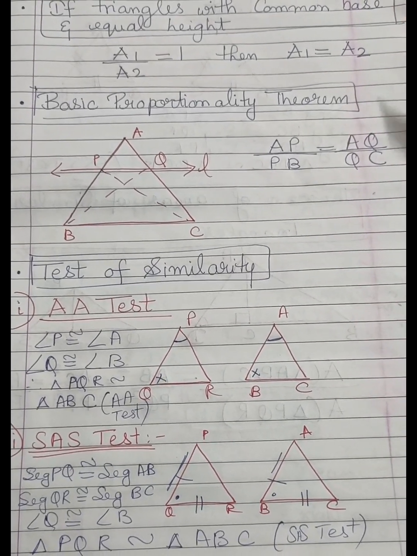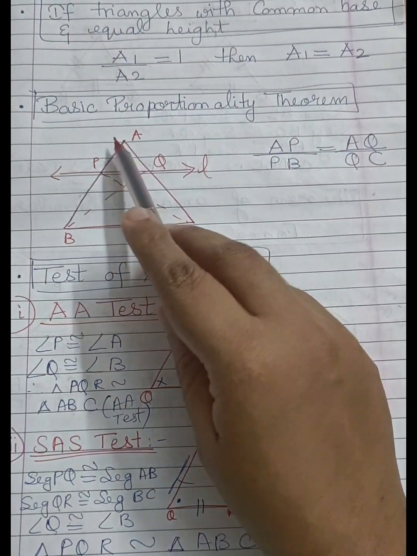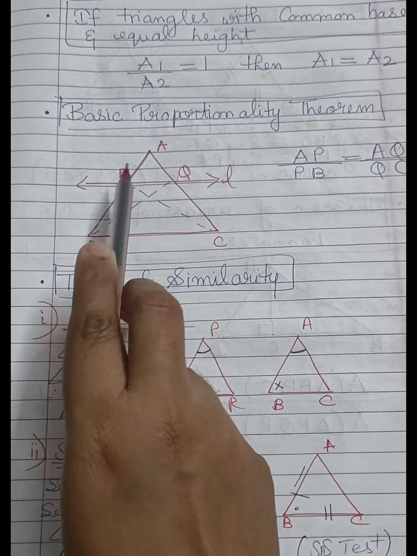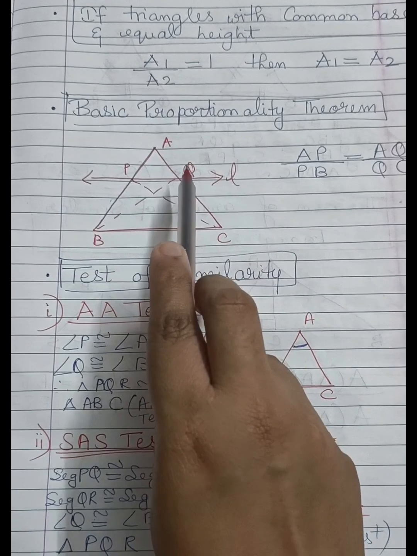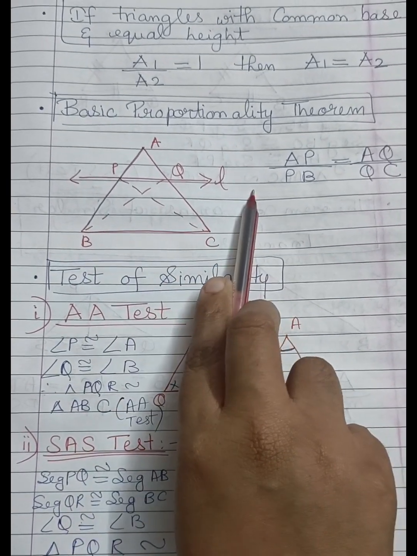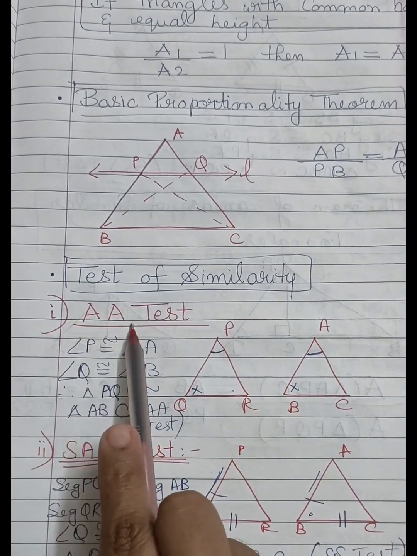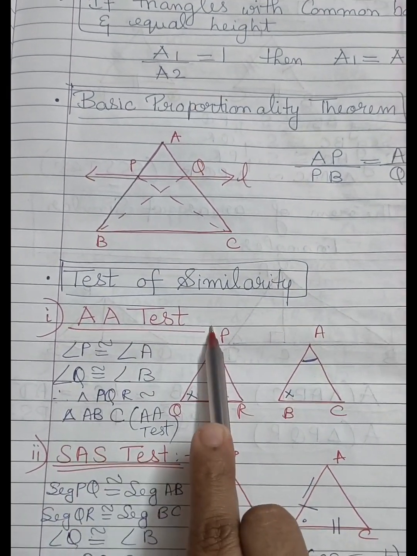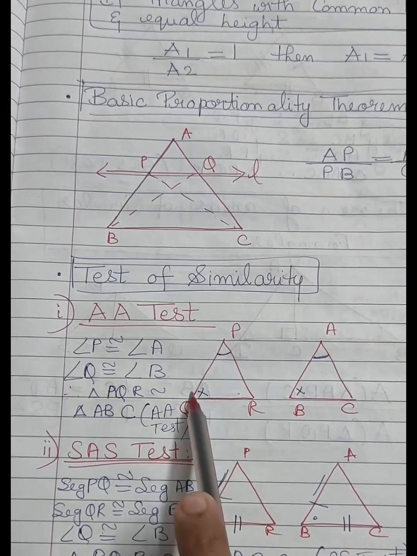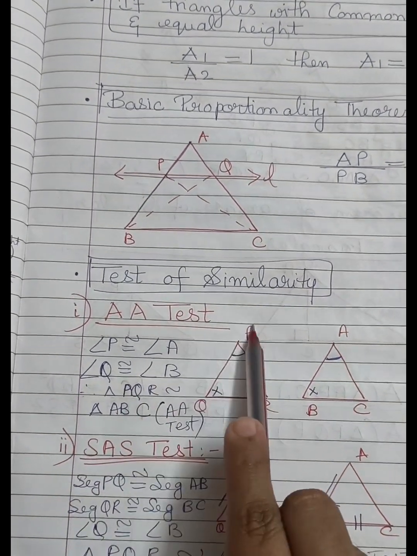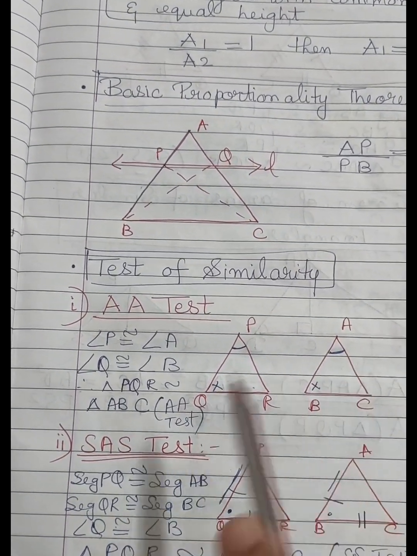It is important. What does BPT theorem say? If this and this is parallel, then AP upon BP is equal to AQ upon QC. Then you have the tests of similarity. First you have the AA test. AA test tells you that any two angles of a triangle are equal, then the triangles are similar.